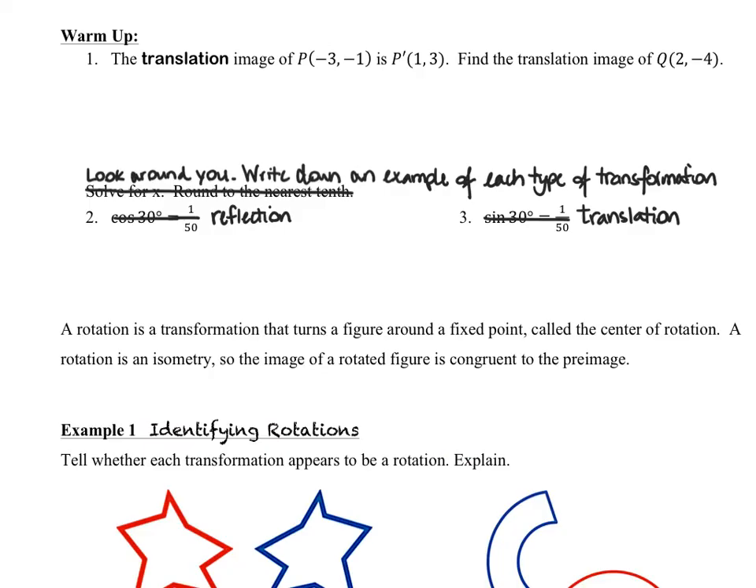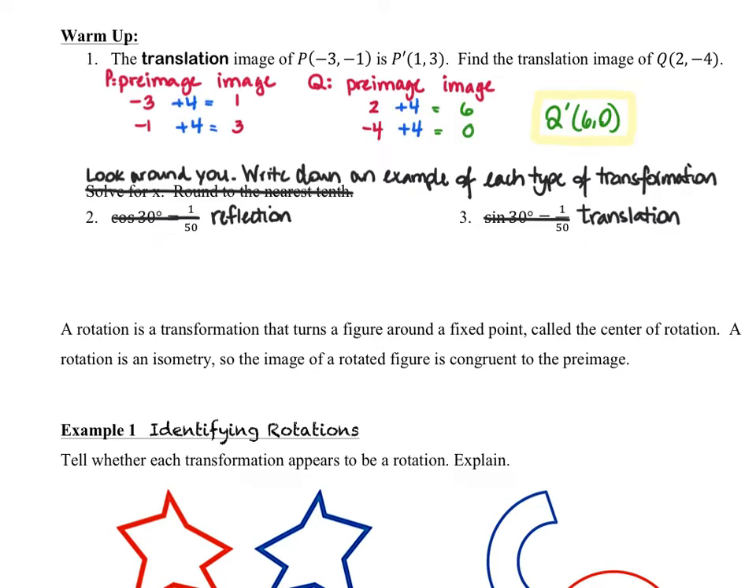Question number 1 says the translation image of P, which is located at -3, -1, is P prime at 1, 3. So we want to find the translation image of point Q. So pause the video and turn it back on when you've figured it out.